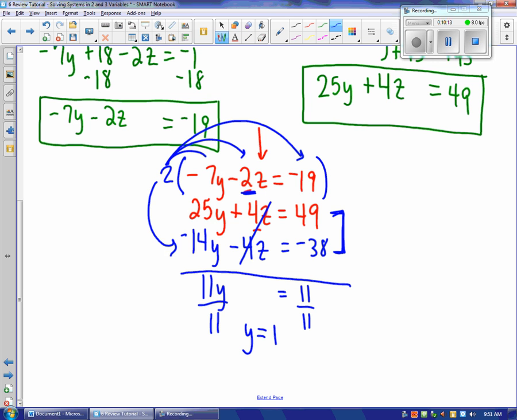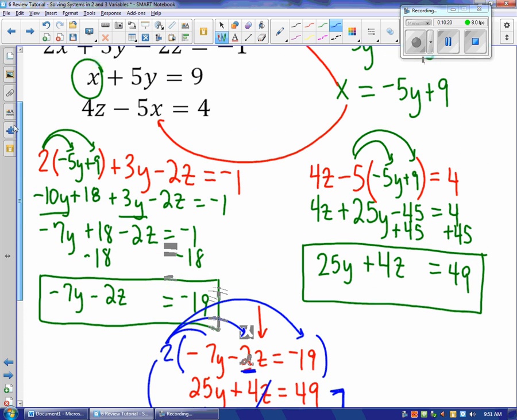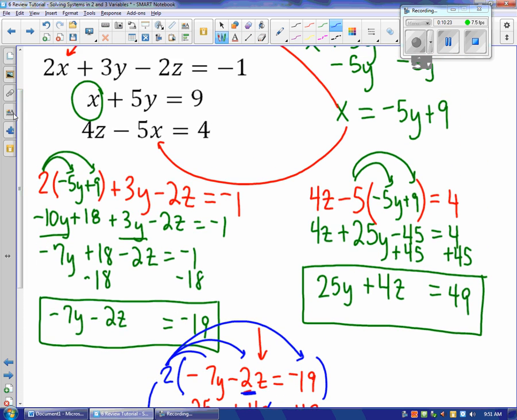Once I know the value of y, I can plug it into the other equations to find the values of x and z. Let me just go back up here for a second. In fact, since I know the value of y, it's going to be easiest for me to plug it into this equation first to find the value of x. Because if x plus 5, and remember we just found out that y was 1, is equal to 9, that means that x plus 5 equals 9. And if I subtract 5 from both sides, that means that x is equal to 4. So now I also have the value of x.